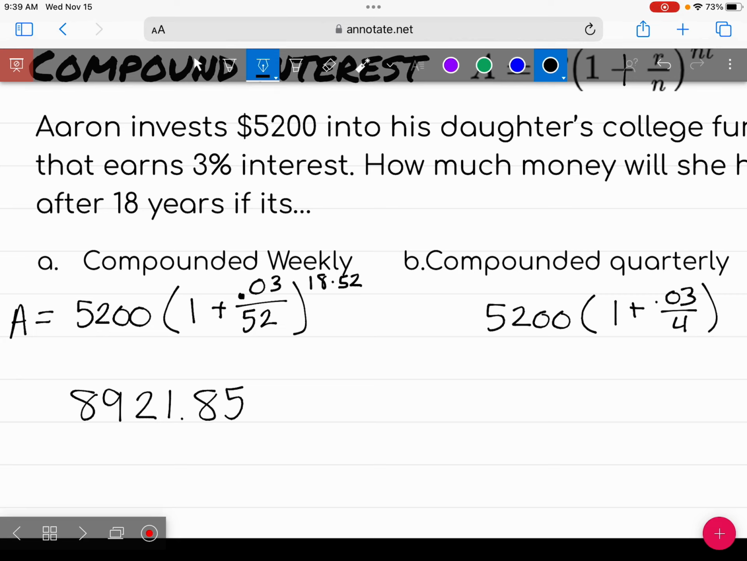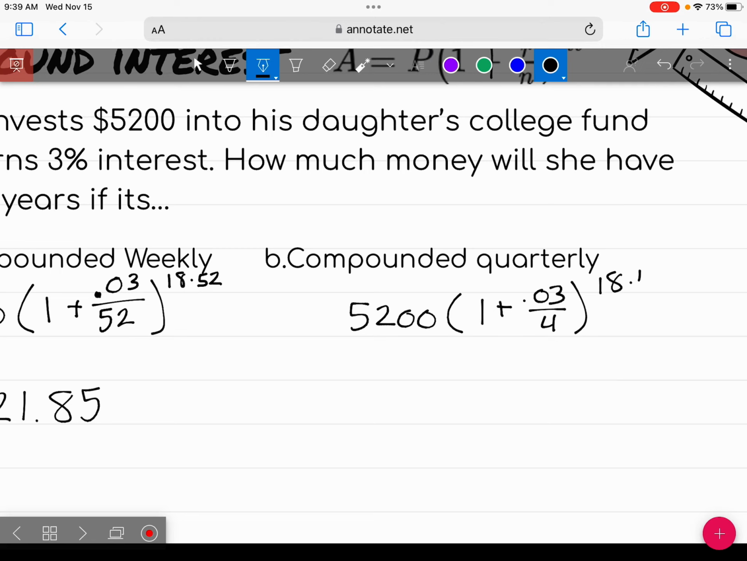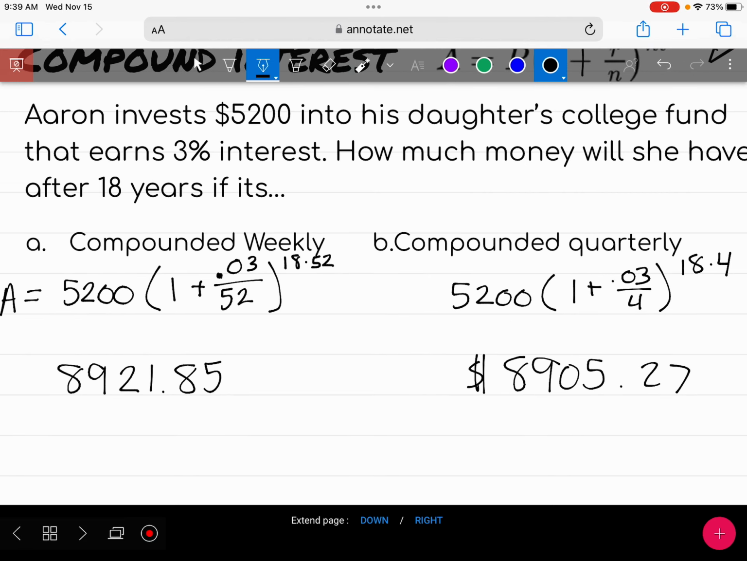Over 4, and this time our exponent is 18 times 4. 8,905... and 25 cents? 27. So 27, excuse me. I didn't do it. I'm just going on what you said. And these are all dollars. Okay? So there's really only like 16 bucks a difference.